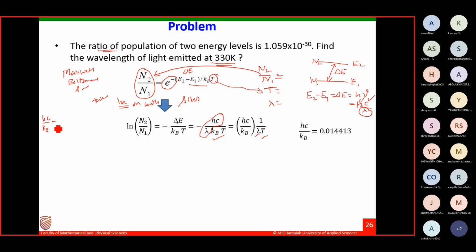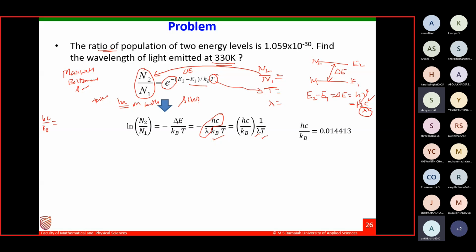What is the h value? Yes, what is the value of h? Aman, what is h here? Hello? Yashwan, what is h in this formula? Ankit, we are not able to hear you. Shreya, what is the h value?